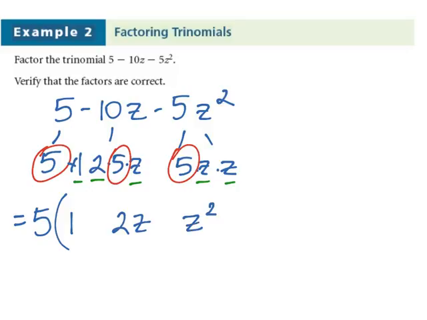And now what we do is we copy all of the operations. So we have a negative, and we have this negative as well. So we copy those operations down. And this is the same answer that we got using the algebra tiles. Make sure that you are comfortable using both.